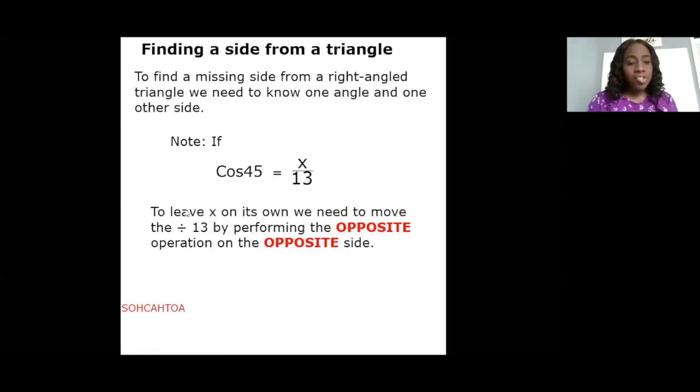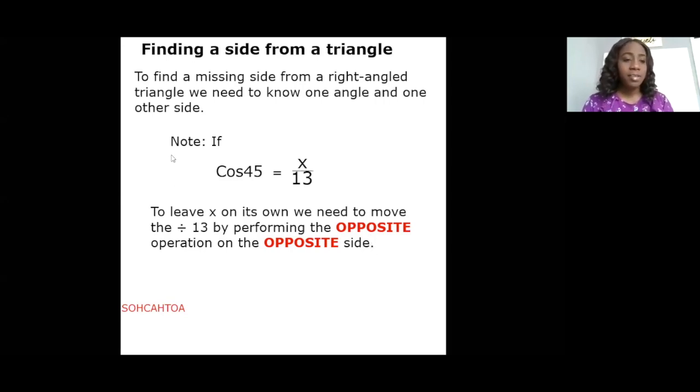So yesterday or Tuesday, perhaps, I said we can use cross multiplication. That's one method. For those students who didn't quite understand cross multiplication, I decided to show you an alternative method, which would be using opposite operations, like I said, that I use to solve equations. So to leave x on its own, we need to move the divide 13 by performing the opposite operation on the opposite side.